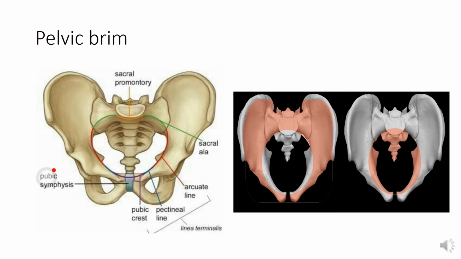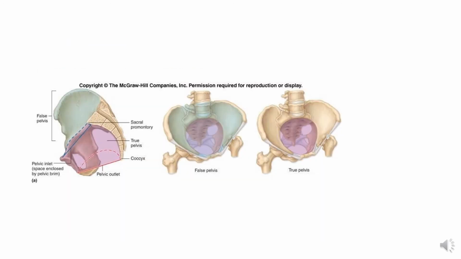Here you can see the pelvic brim, the sacral promontory, and the iliopectineal line on both sides. Above it is the false pelvis and below is the true pelvis or the pelvic cavity. Here again, you can see this area is the false pelvis, which contains the abdominal contents, and this one is the true pelvic cavity, and this contains the pelvic organs.